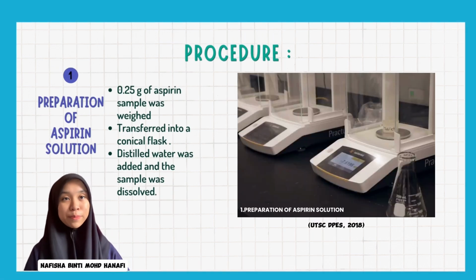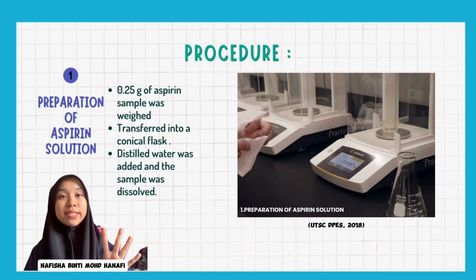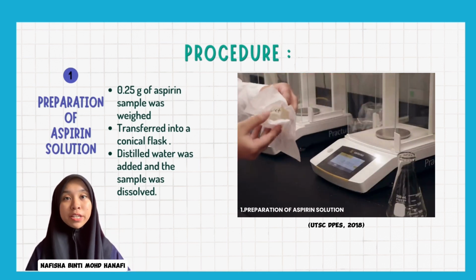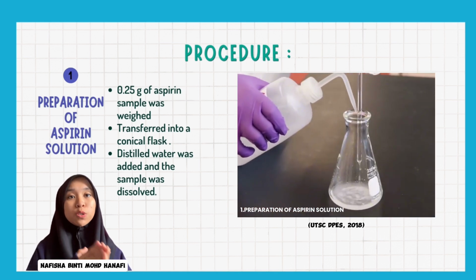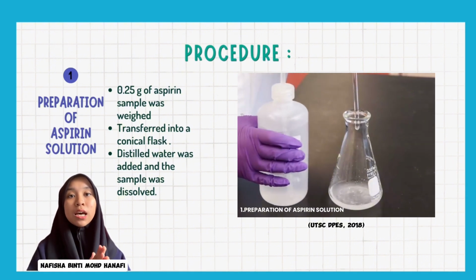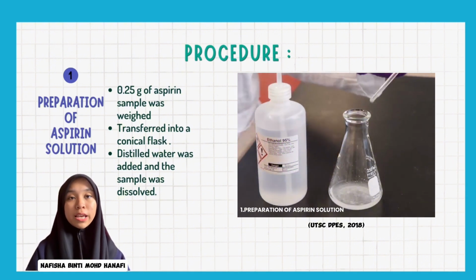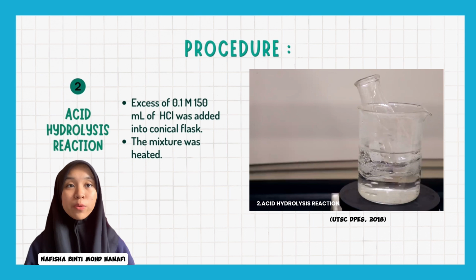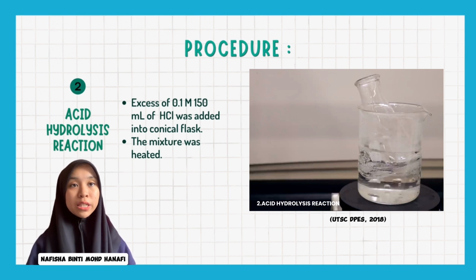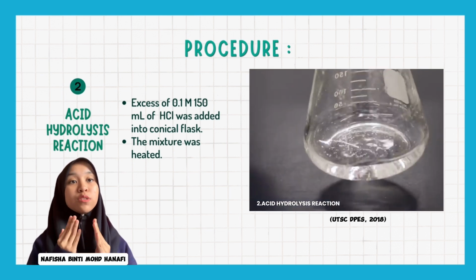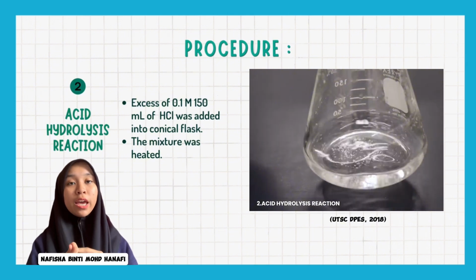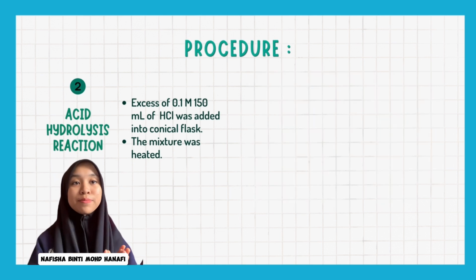Next is the procedure. It is divided into four parts. The first one is the preparation of aspirin solution, in which 0.25 gram of aspirin sample was weighed and transferred into a conical flask. Distilled water was added into the conical flask and the sample was dissolved. The second one is the acid hydrolysis reaction, in which an excess of HCl was added into the conical flask of aspirin solution. The mixture was heated and the hydrolysis reaction converts the acetylsalicylic acid into salicylic acid.